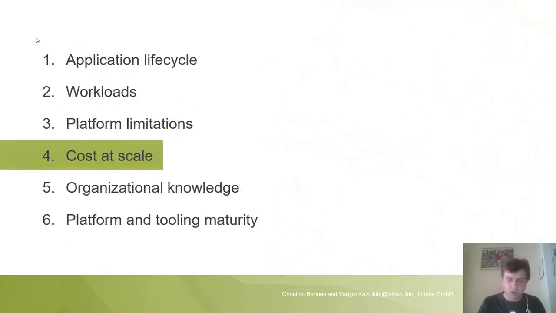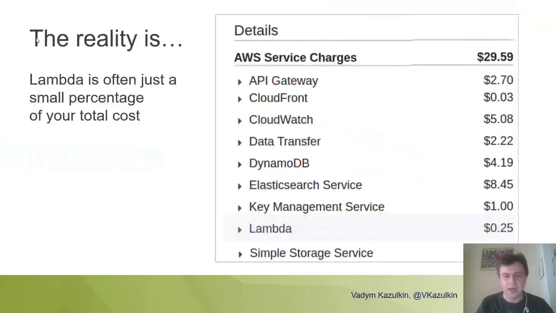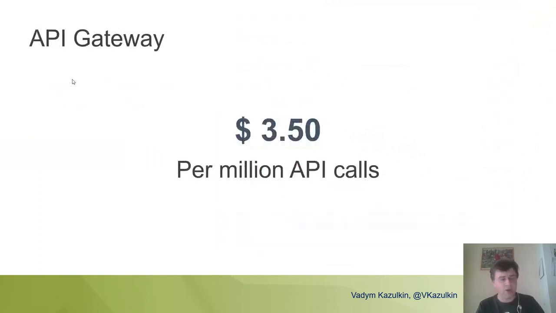Another area is also cost at scale. You also have to understand your bill. And if you see the bill, you see the Lambda costs are really only a small fraction. This is a screenshot of one of our serverless applications. You see the total cost of $30 and the Lambda cost is only 25 cents. So we pay for other services, but Lambda as compute is only a small fraction of this. And there are other things which add to the costs, like API Gateway. It costs you $3.5 per million API calls. It sounds like that's not too much, a million calls, but if you have many services which experience millions of calls in 1 hour, it can become pricey.